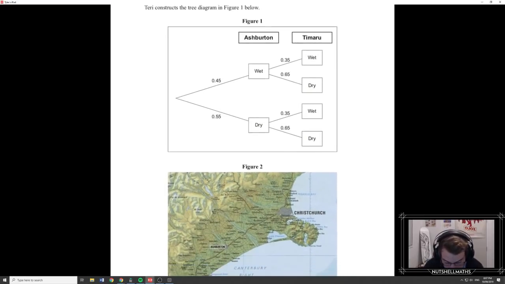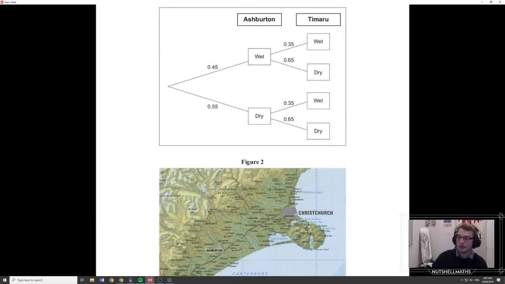They've also provided this map. Now all my year 12s last year came up to me after the exam, said there was a geography question in the back of the paper. Right? Just use common sense, man.